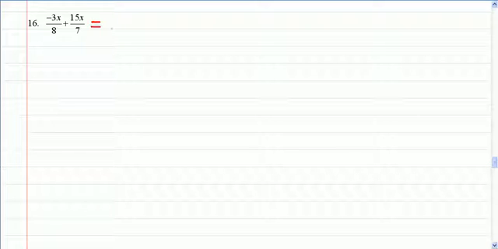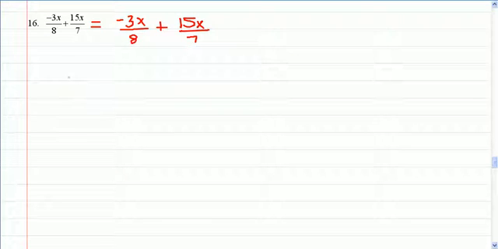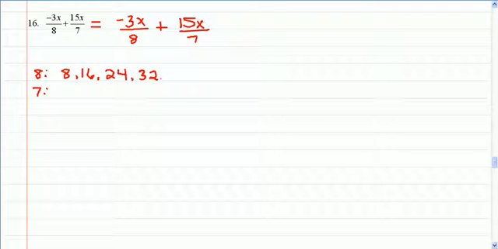And for number 16, we have negative 3x over 8 plus 15x over 8, or 15x over 7. And to find the least common denominator, I write out the multiples of the denominators. After a while, you may be able to identify the least common denominator without writing out the list of multiples, and that's okay, but if you're ever stuck, always turn to the multiples and you'll always get the least common denominator.